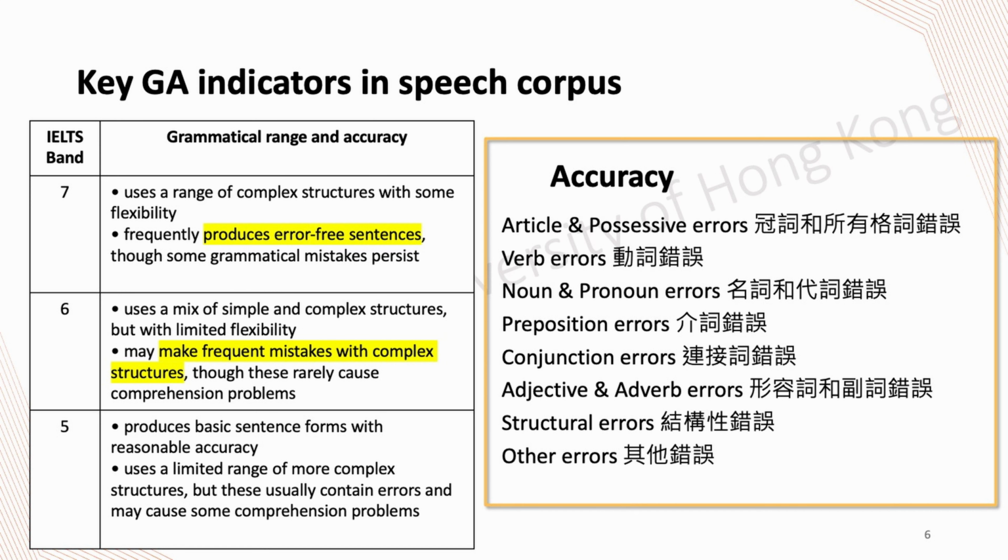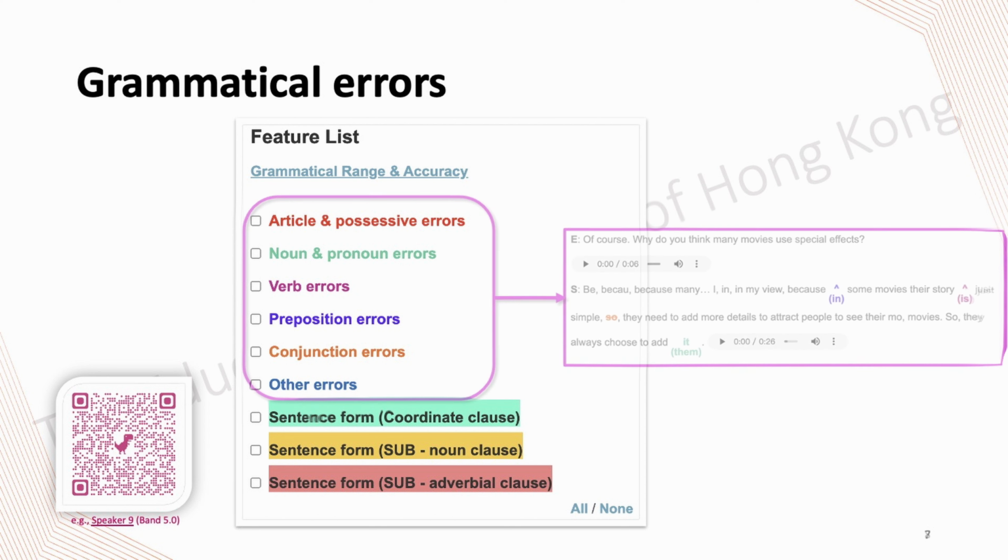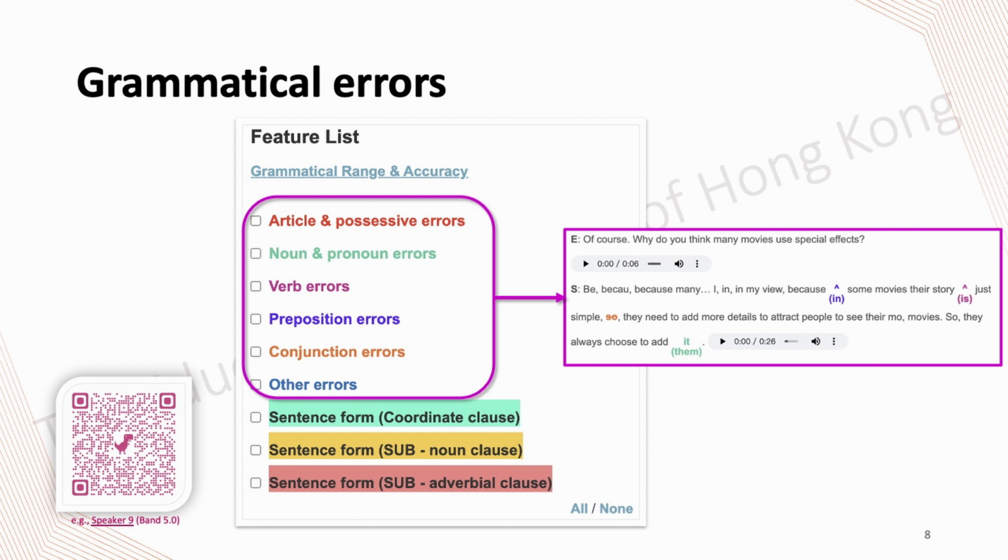In terms of grammatical accuracy, it is important to show effort in producing error-free sentences. So, our corpus employed this list in the annotation. Grammatical errors that we have annotated are article and possessive errors, verb errors, noun and pronoun errors, and so on. You can scan this QR code to visit the grammar page of Band 5 candidate. When you scroll down for the feature list, you will be able to find the error types that he or she has made in the speech.